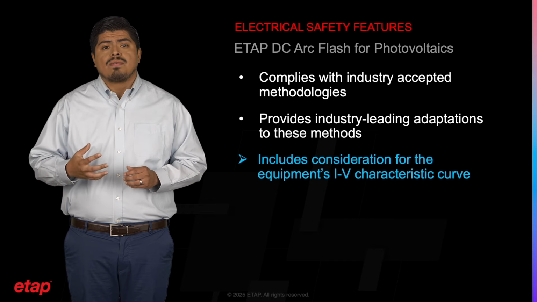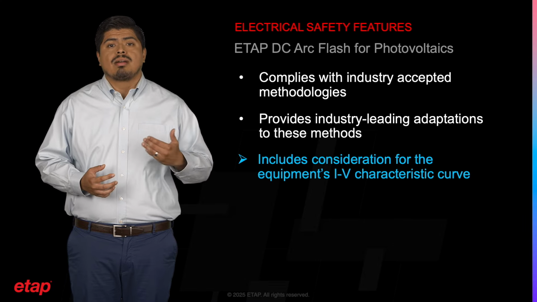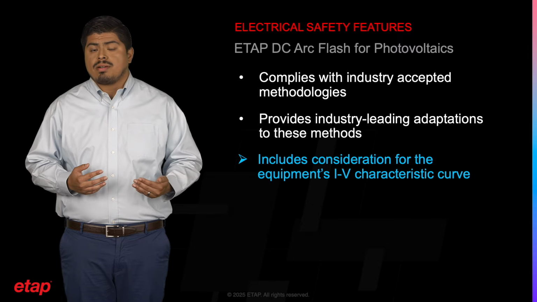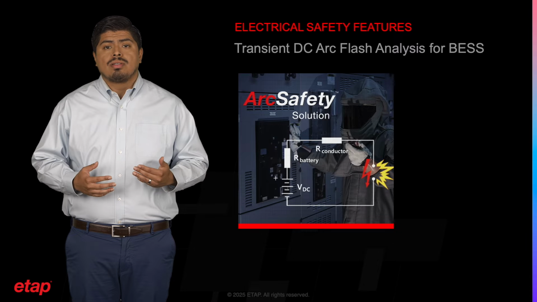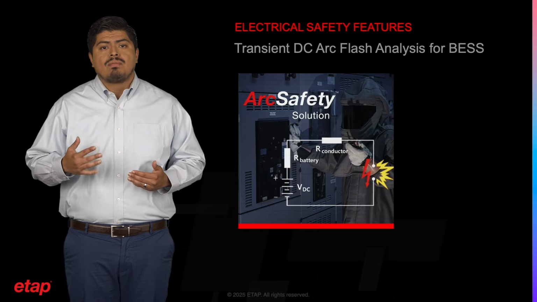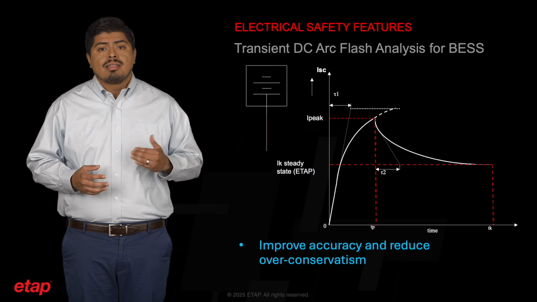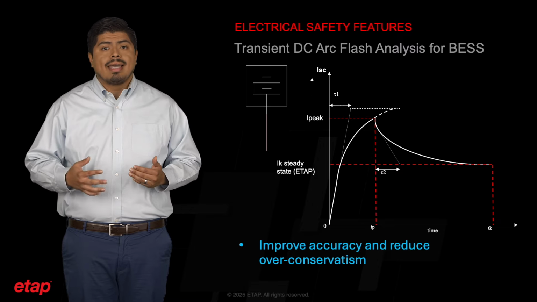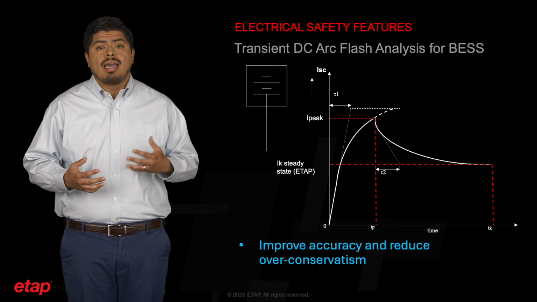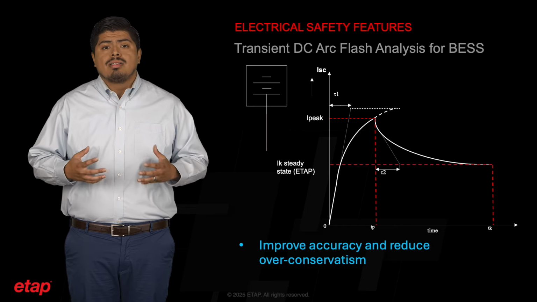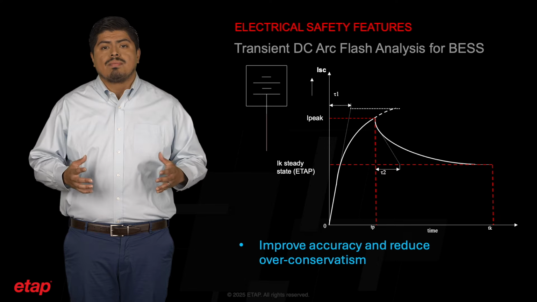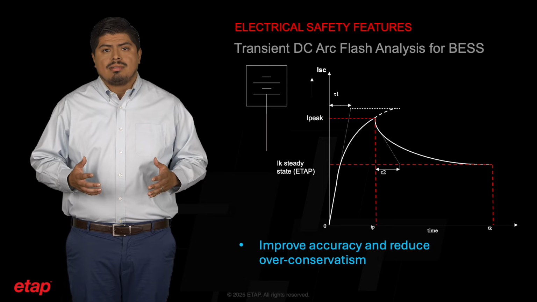This includes methods for photovoltaics that apply rigorous DC arc flash methodologies, while also considering the equipment's IV characteristic curves. ETAP 2024 introduces a new transient DC arc flash algorithm specifically designed for battery energy storage systems. This method factors in battery rising and decay time constants, along with dynamic conductor effects like erosion and elongation. These methodologies empower engineers to improve accuracy and reduce over-conservatism for DC arc flash analysis.